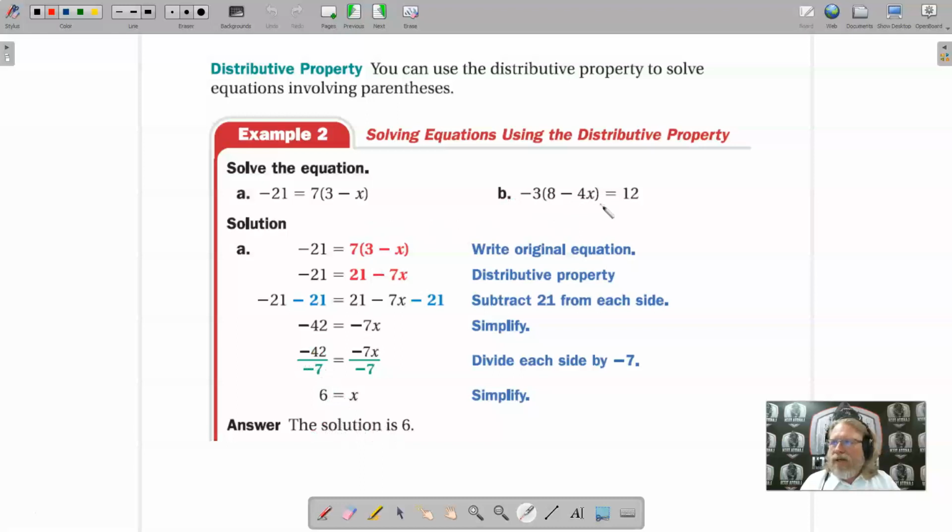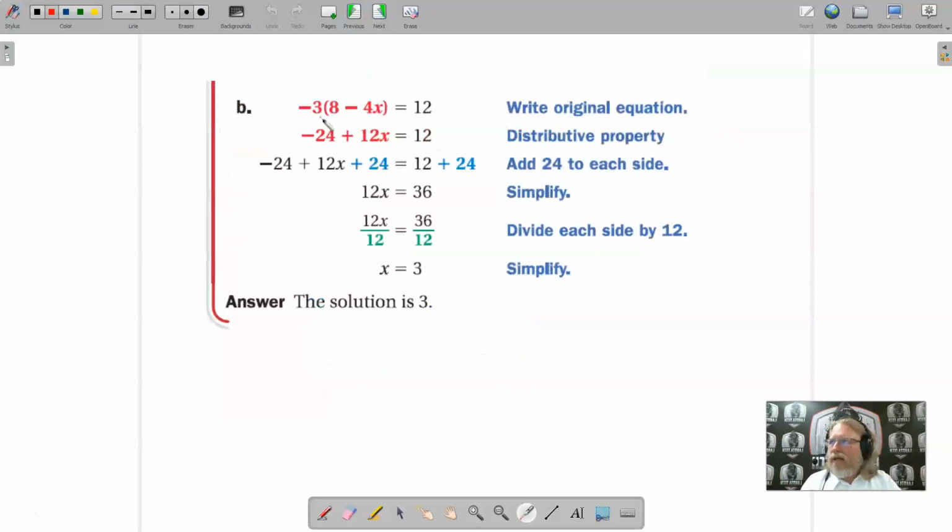Looking at the second one here, B, on the next slide, we have negative 3 times the quantity of 8 minus 4x equals 12. We just rewrote the original equation. Now let's go ahead and use the distributive property and distribute this negative 3 into the quantity of 8 minus 4x. Negative 3 times positive 8 is a negative 24. And a negative times a negative is a positive, and 3 times 4 is 12, and the x goes along for the ride, so we get positive 12x.